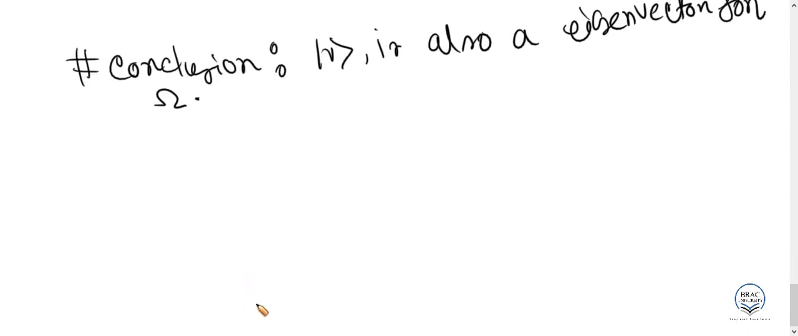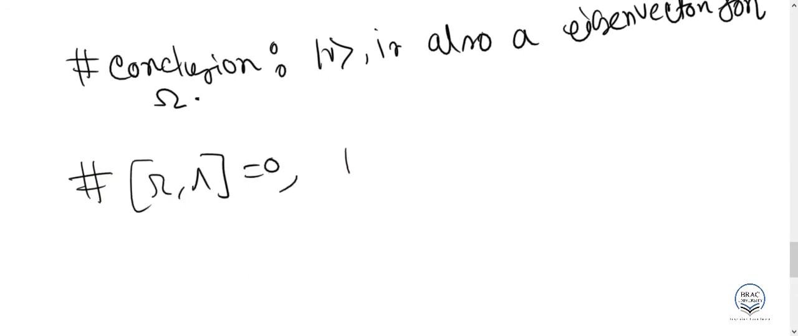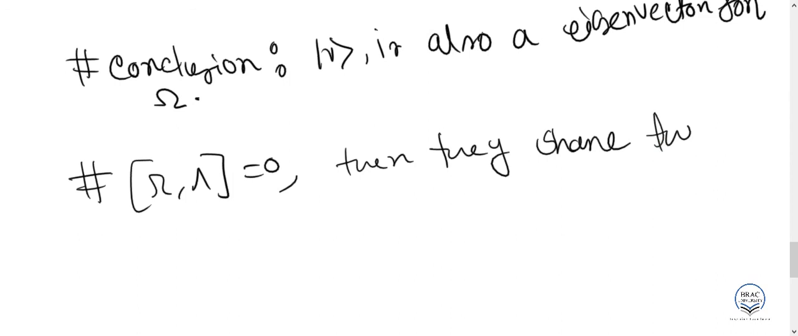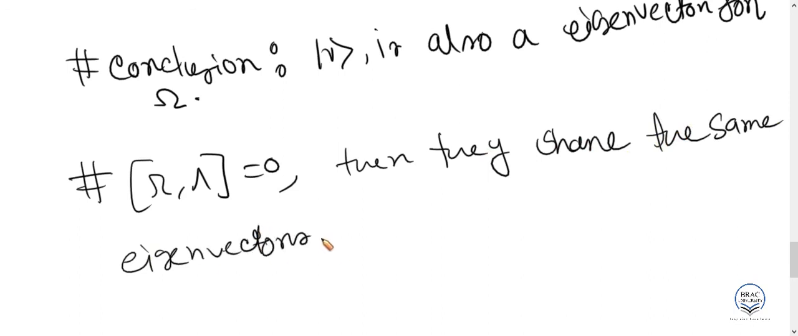So finally we can write, if these two operators commute, then they share the same eigenbasis or same eigenvectors, and they are simultaneously diagonalizable.